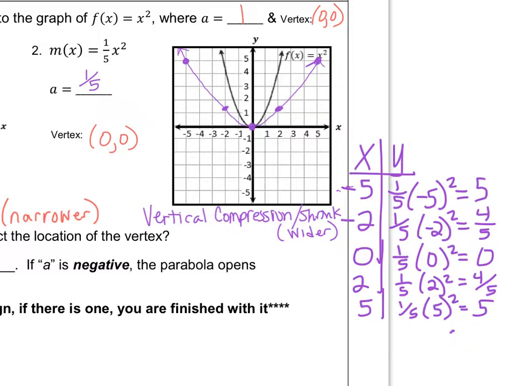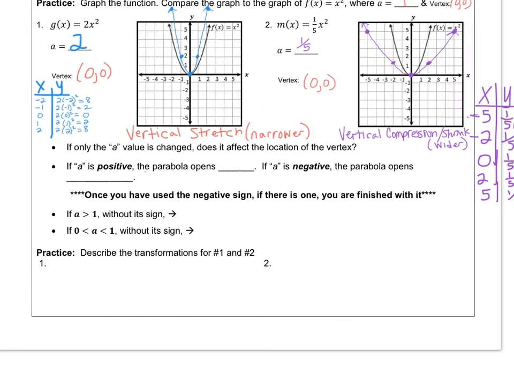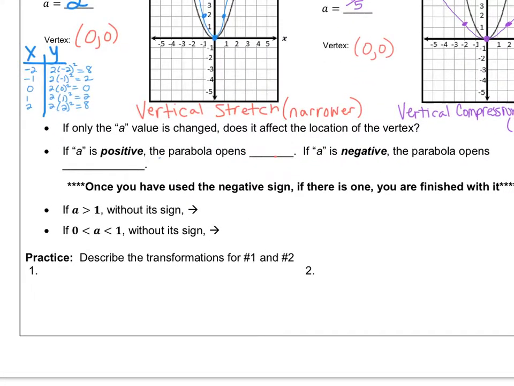All right, so now let's move on down and kind of just analyze what we have figured out. When we're only changing our a value, look at these two examples. When I changed the a value, that's all I changed. Did my vertex change? The answer to that is no. The vertex did not change if all I'm changing is the a value.